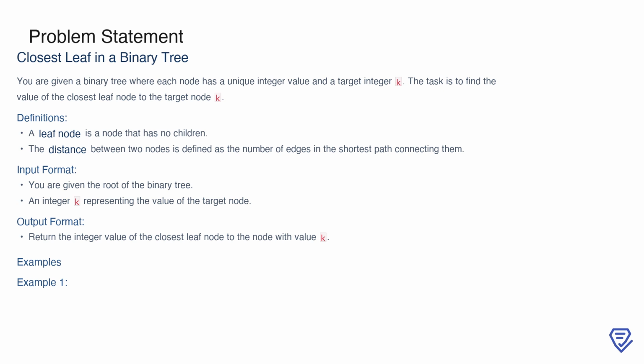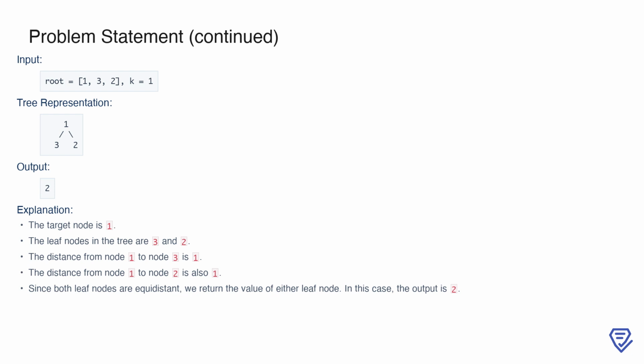The distance between two nodes is measured as the number of edges in the shortest path that connects them. For input, you will have the root of the binary tree, along with the target integer k. The output will be the integer value of the closest leaf node to the node with the value k. To better understand the problem, let's look at an example.